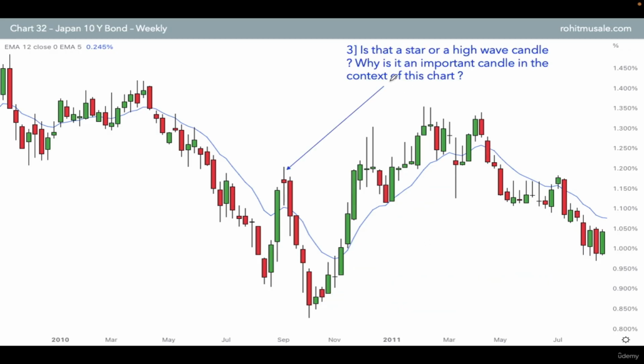Number 3, is that a star or a high wave candle? Well, it is both a star and a high wave candle. Why is it an important candle in the context of this chart? It is an important candle in the context of this chart because if you look at these two vibrant white candles, suddenly you have a star, suddenly you have a small real body after two very strong green candles, right? So after a long downtrend, you have two very strong candles and suddenly the market stops here.